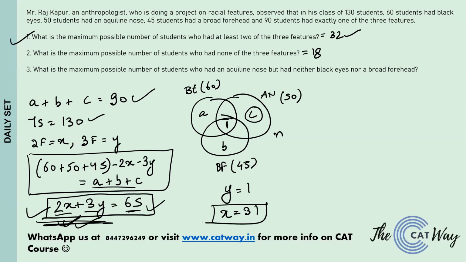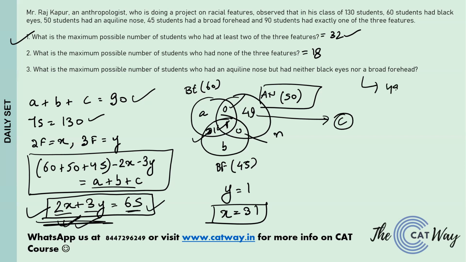Because we have to maximize the value of C, we can take these both as 0 and take 31 over here, and we see that it satisfies the condition. So we can take the value of C to be 49. That is the maximum value we can take, because this one had to be there. This 31 we were able to transfer only into BE and BF, so those two values came out to be 0. So the maximum value of C turns out to be 49, and the answer for the third question is 49.